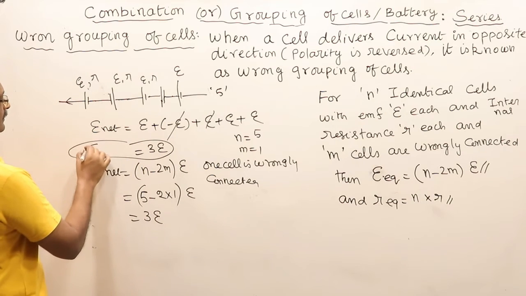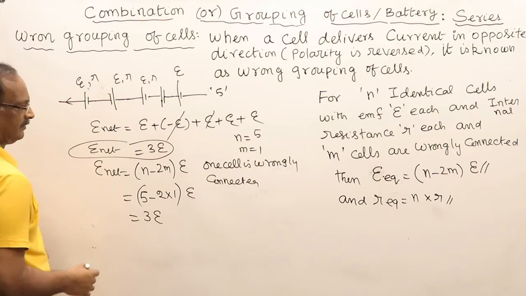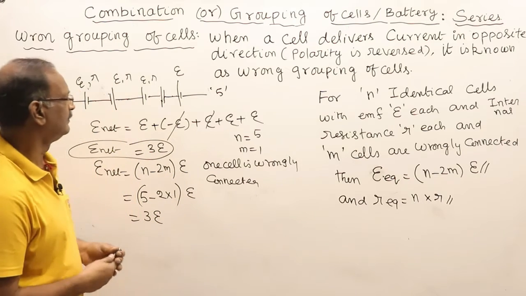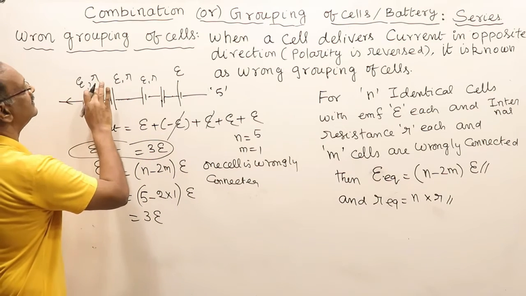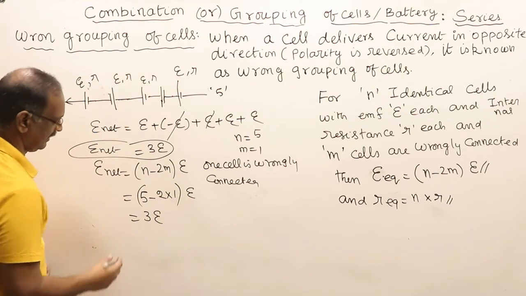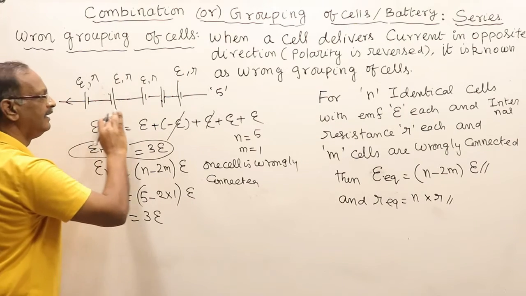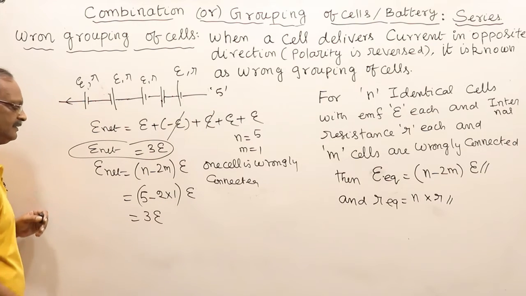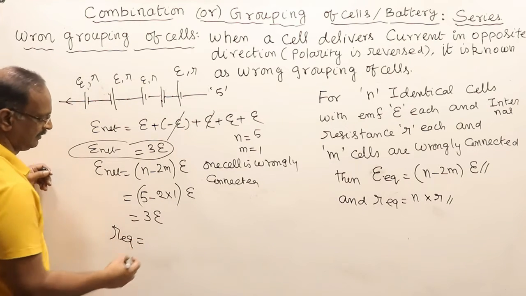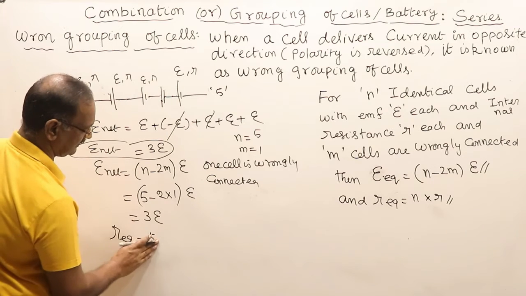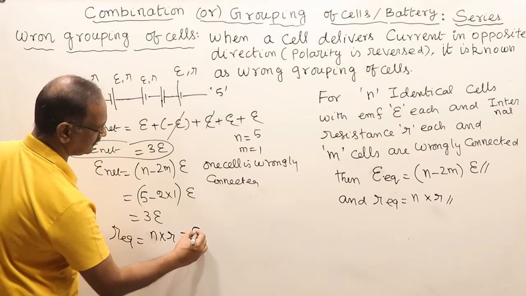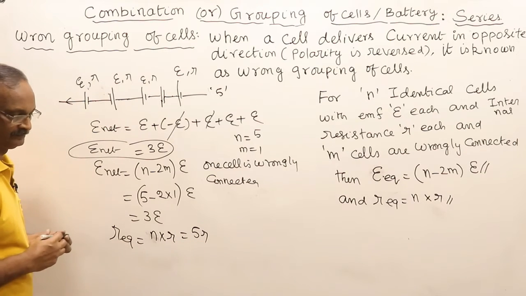This is E net. And of course, what about the internal resistance? All are connected in series, and in series the internal resistances get added up. R equivalent is equal to n times R, where n is equal to 5, so 5 times R.